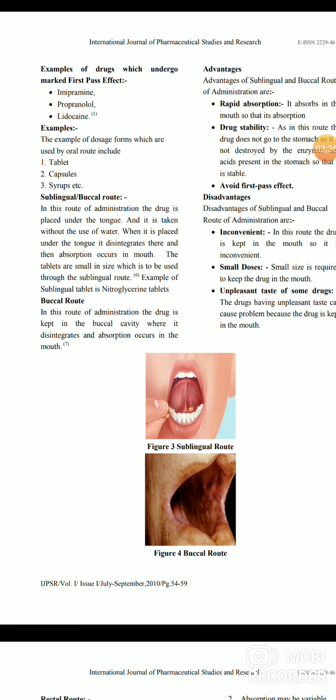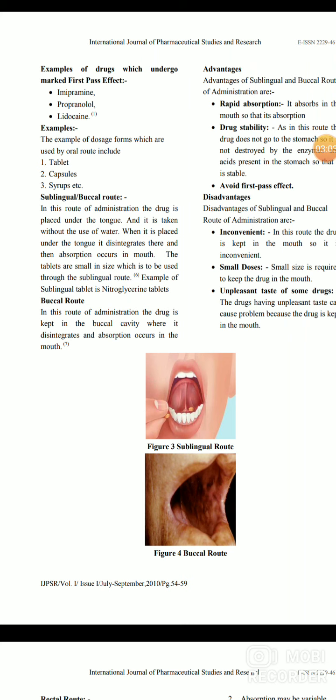Examples of dosage forms given by the oral route are tablets, capsules, and syrup. Then there are the sublingual and buccal routes. In the sublingual route, the drug is placed under the tongue and taken without water. The tablet disintegrates under the tongue and absorption occurs in the mouth. This is called the sublingual route, and an example is nitroglycerin tablets.